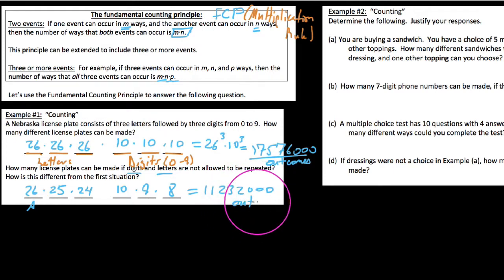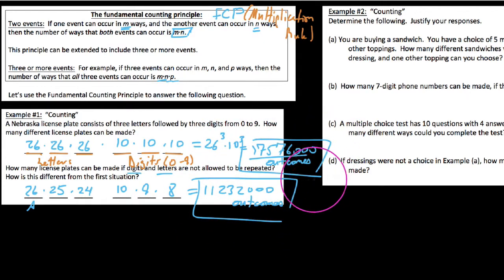And we're going to label this here. We say outcomes or possible license plates. Okay, and you can see that there are significantly fewer in this instance when we're not allowed to repeat. Okay, so let's try this again, our fundamental counting principle.